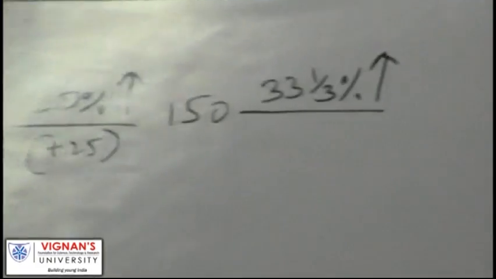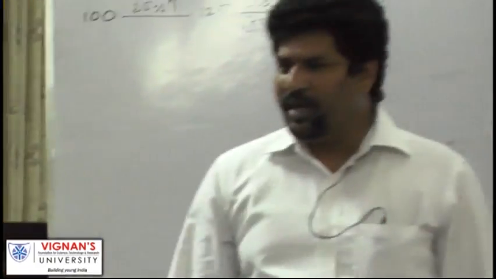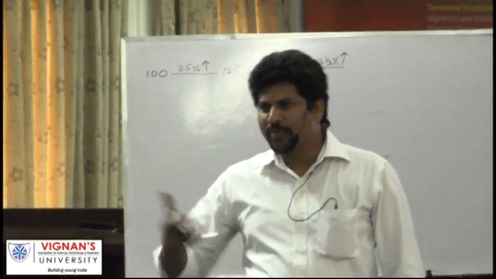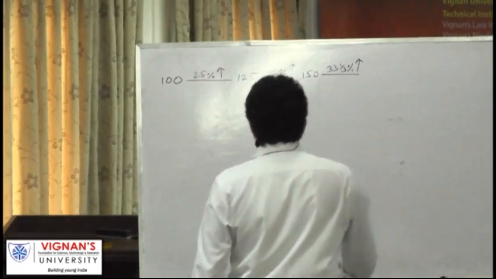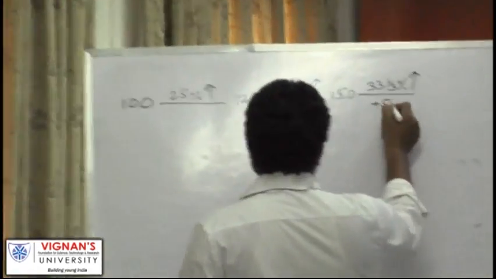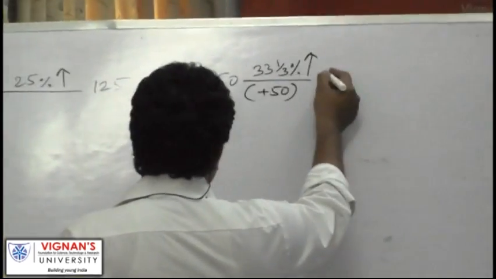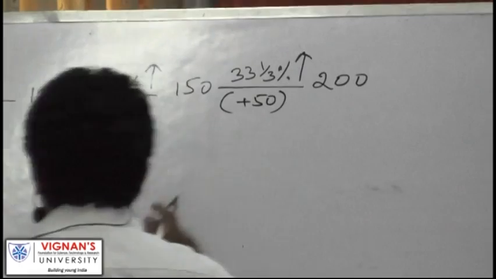Increased by 33 1 by 3%, which is nothing but 1/3. What is 1/3 of 150? 50. So 1/3 of 150, that is 50, increases. So it becomes 200. Another 50 added.